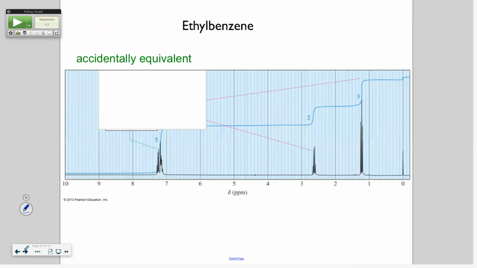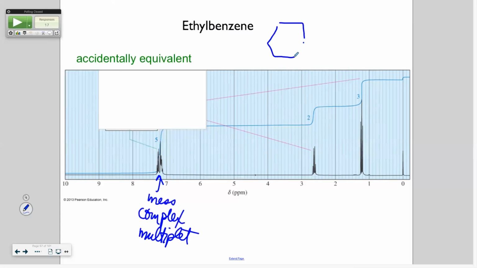This is the actual spectrum of ethylbenzene. And here it's what we call a mess. That's the technical term. Usually what you do is you write complex. When you record your spectra, you'll write the term complex, or you will just write multiplet, whatever your instructor tells you, because there's numerous ways you can do it. Okay, what can you tell me about the other hydrogens?